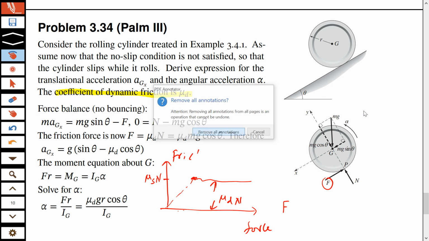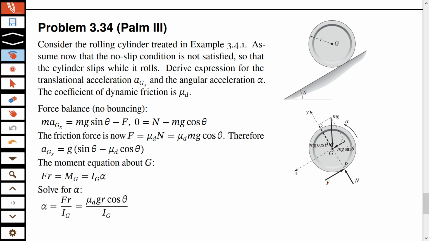So in our case, this F will be equal to mu d n, and for the force balance on the y-axis, because we have no bouncing, no jumping, the net force is 0, and these two opposing forces must balance each other, which means that n must equal mg cos theta.